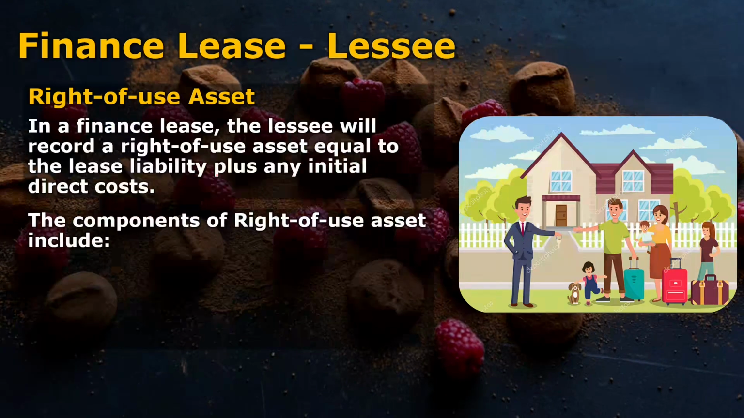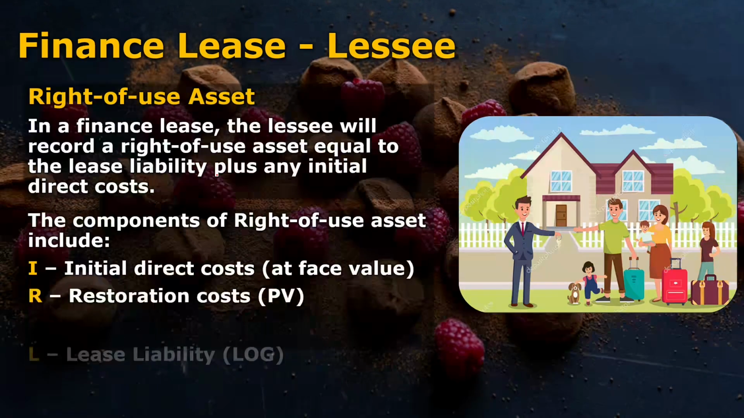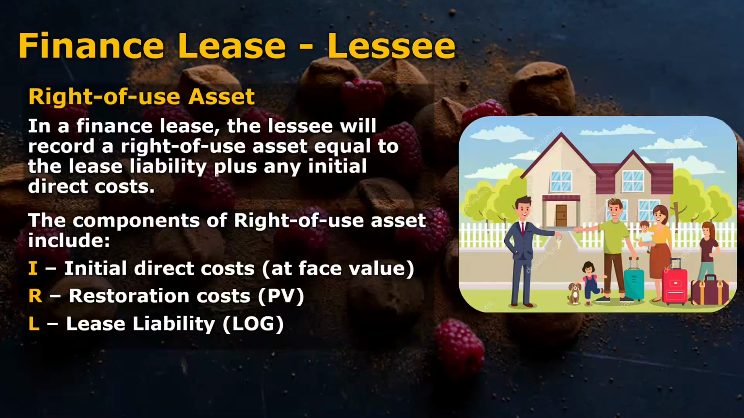Pero to be more particular in this one, the components of right of use asset can be summarized in three categories. There may be other categories or components of this, pero generally ito yung kasama sa mga problems. Initial direct cost at face value. Kasi po ang initial direct cost, binabayaran yan pronto.